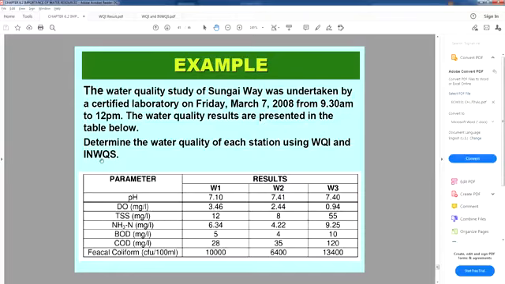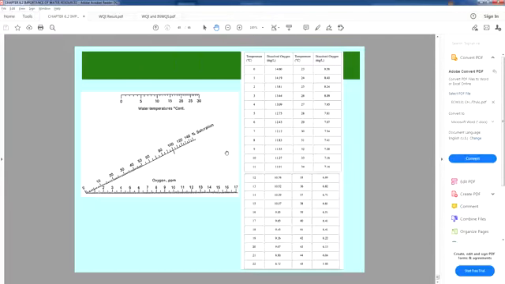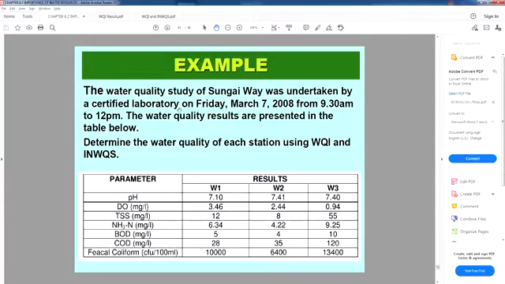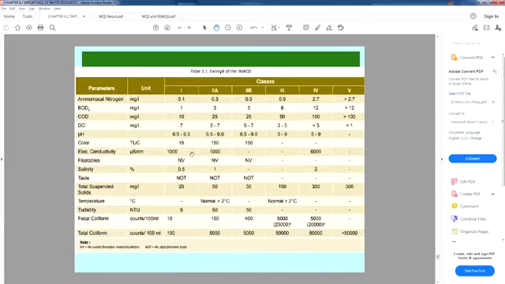How about INWQS? For INWQS, you have to use this table here. But for this one you don't have to do any calculation. But it is much more subjective. INWQS is much more subjective because it requires a correct decision. I will show you why.